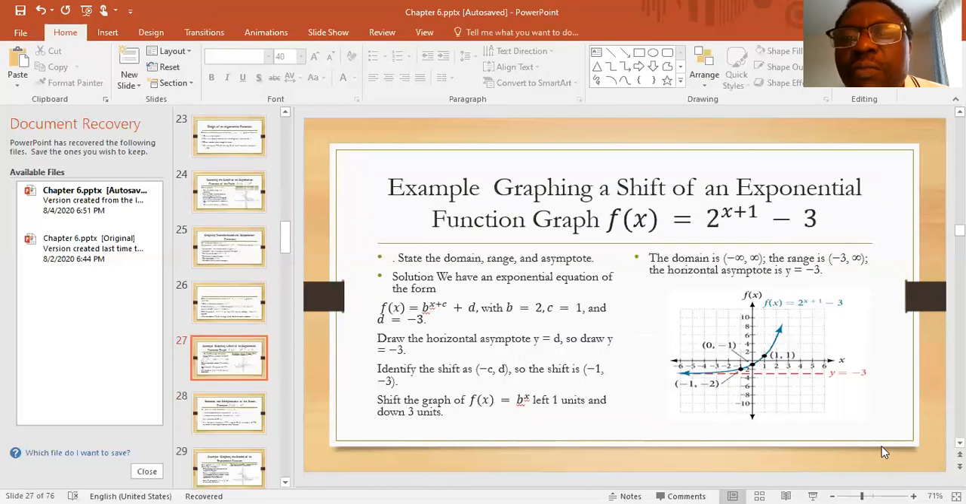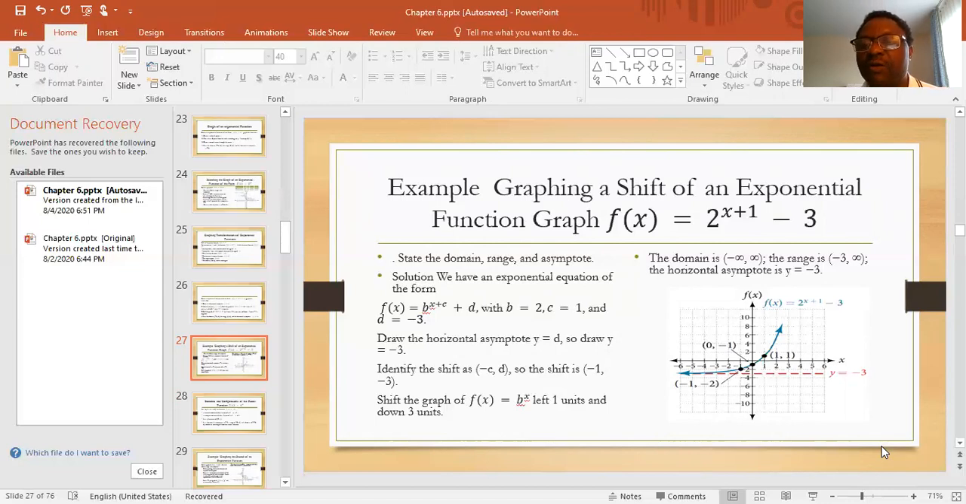So this is an example. Graph the function f of x equals 2 raised to power x plus 1, minus 3. Here we can observe that b is 2, so it's an increasing graph. Now, d is -3, so we will have a horizontal asymptote at y equals -3. The original graph of f of x equals 2 raised to x will be shifted down by 3.